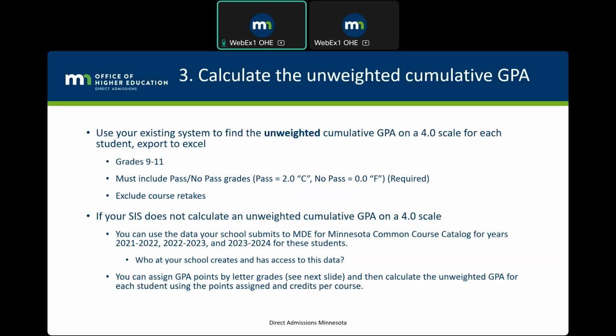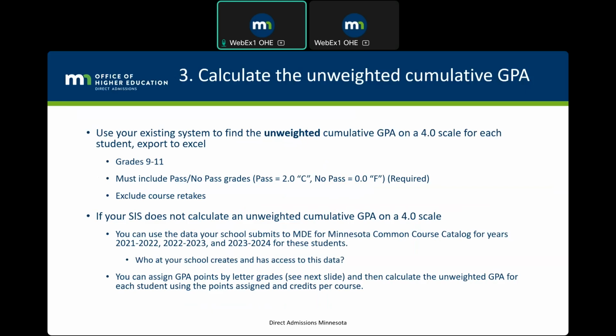We do have several participants in the program that have been participating for years that have been utilizing the same SIS systems as you have, and we have resources to help you get through printing those reports. You do want to also include students that have no pass grades. If a student has a pass, that is a 2.0 or a C. And if it's a no pass, it's a 0 or an F. And we do want to include or exclude course retakes.